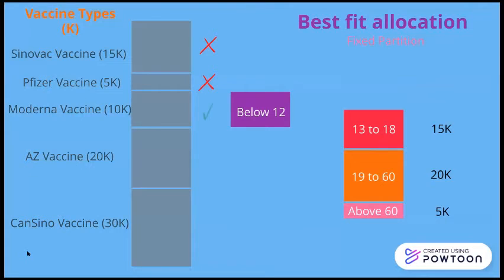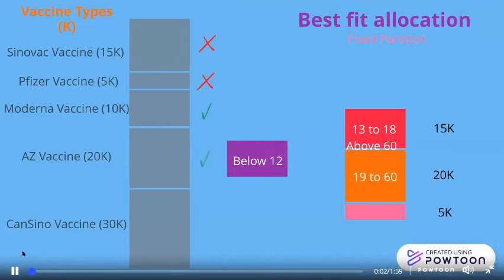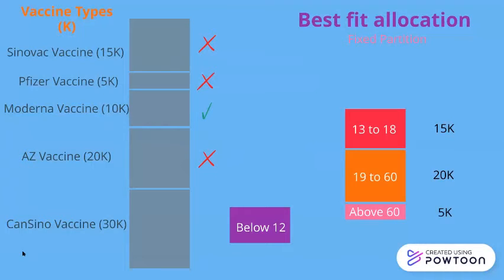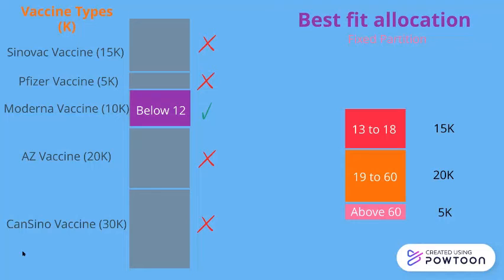The block of Moderna vaccine can fill in below 12, and the block of Moderna vaccine is smaller than the Sinovac vaccine. So now this is the best block for below 12. The block of AZ vaccine also can fill in below 12, but the size of the block is larger than the Moderna vaccine. The block of CanSino vaccine also can fill in below 12, but the size of the block is larger than the Moderna vaccine. The best one is still Moderna vaccine for below 12. So we select Moderna vaccine for the age group of below 12.